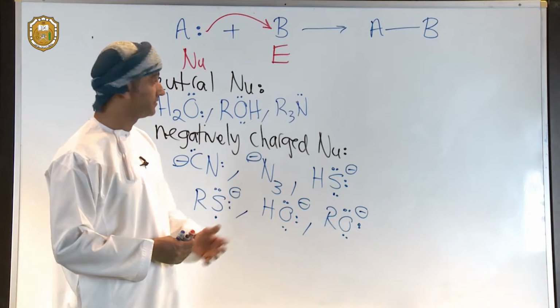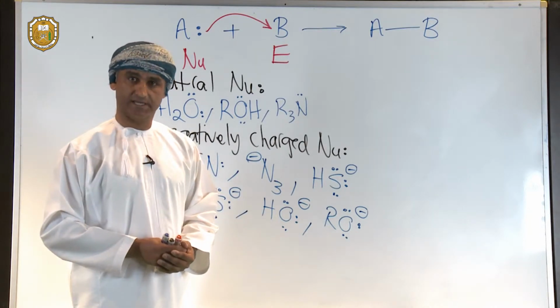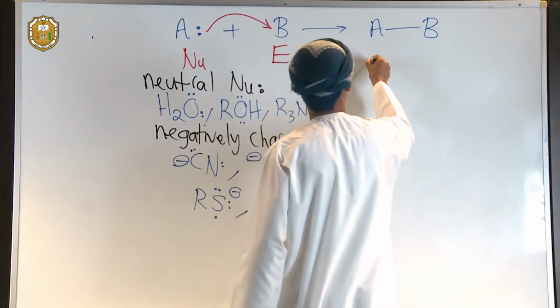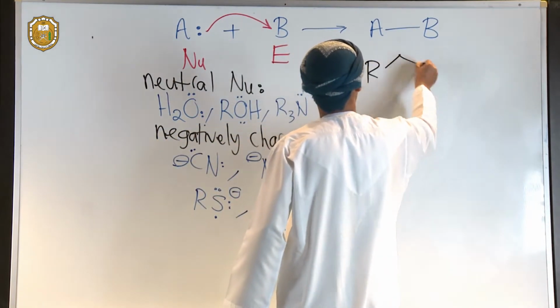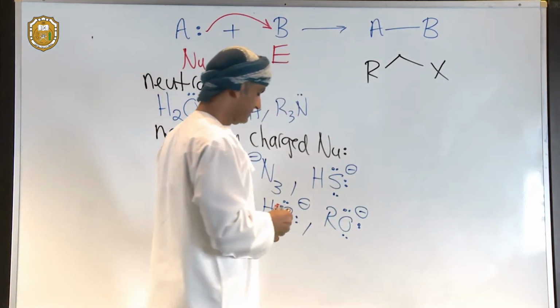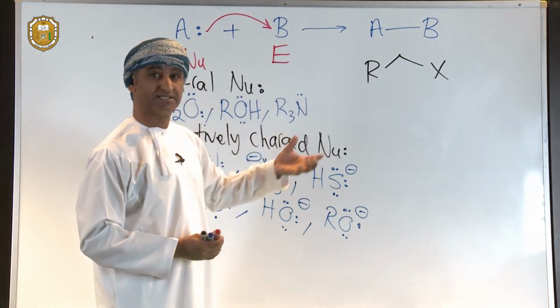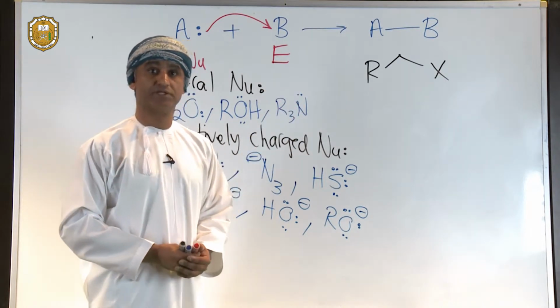The typical electrophiles in organic chemistry are alkyl halides. So alkyl halides have this general structure, something like that. So this is an alkyl halide. Alkyl halides have a C-X bond. X is in group 7A, halogens basically.